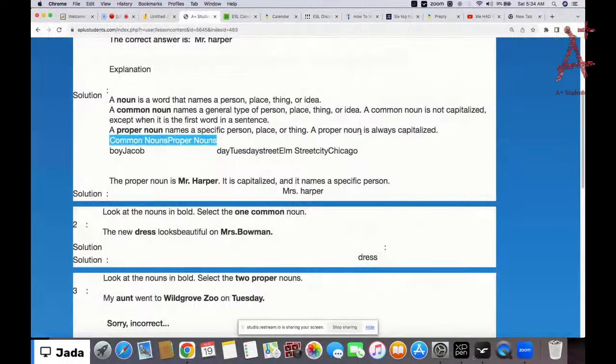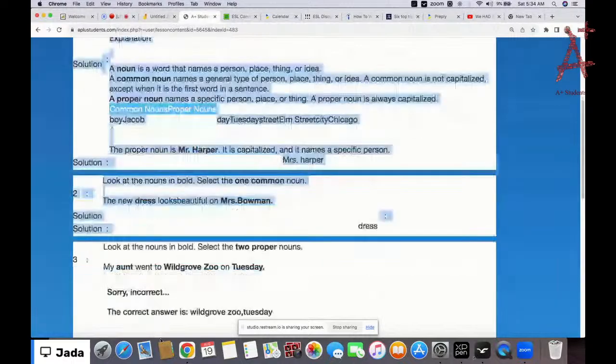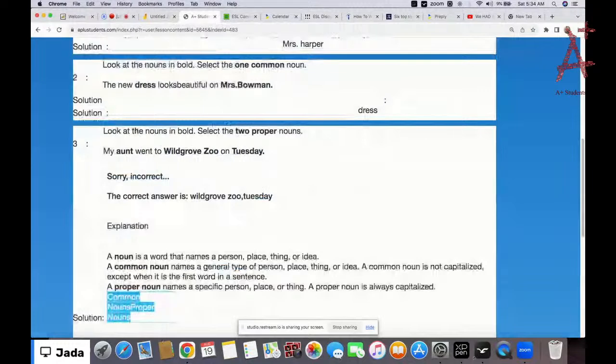Okay, so now let's check some examples from here before we move on. It says look at the nouns in bold, select the one common noun. So you have two words in bold here. The new dress looks beautiful on Mrs. Bowman. And then dress. Dress here is the common noun, because it's not supposed to be capitalized. Now look at the ones in bold, select the two proper nouns. So we have Arndt went to Wild Grove Zoo on Tuesday. So Wild Grove Zoo and then Tuesday.